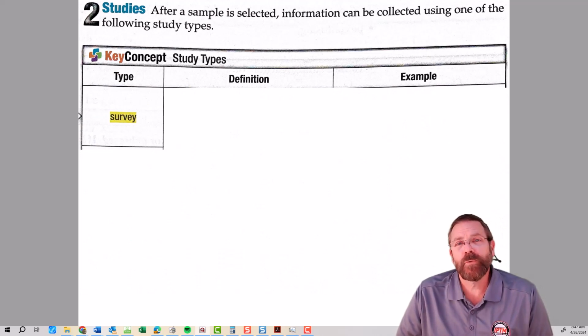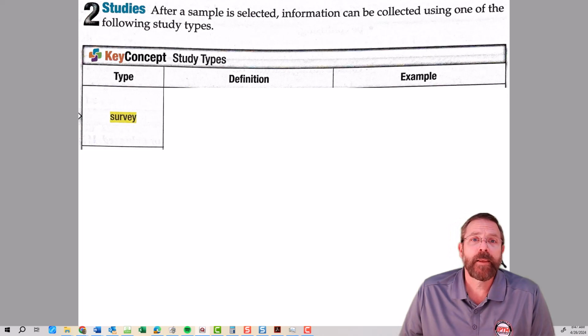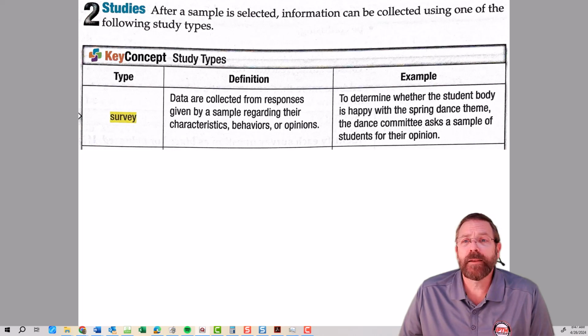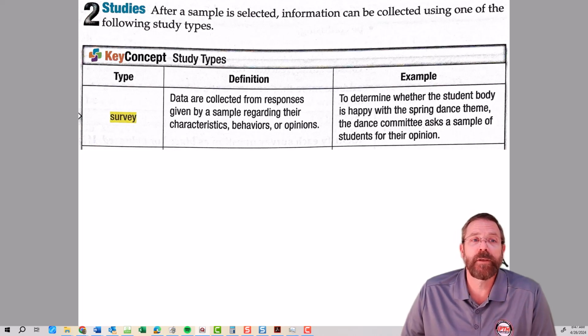Moving forward from there, we've got some types of studies. The first type of study we can look at is a survey. In a survey, the data are collected from responses given by a sample regarding their characteristics, behaviors, or opinions. An example would be to determine whether the student body is happy with the spring dance theme. The dance committee asks a sample of students their opinion.